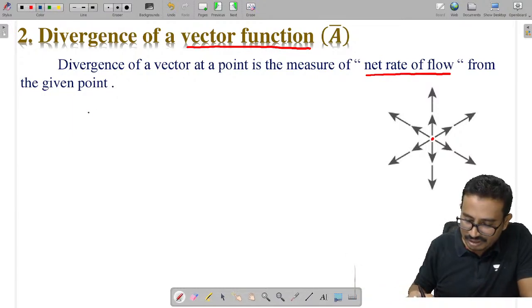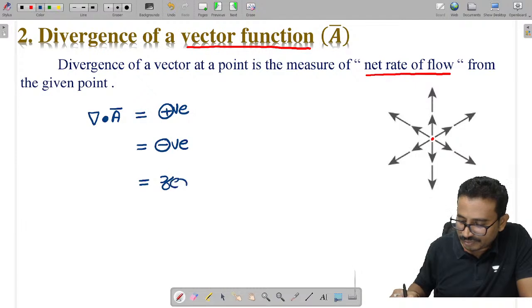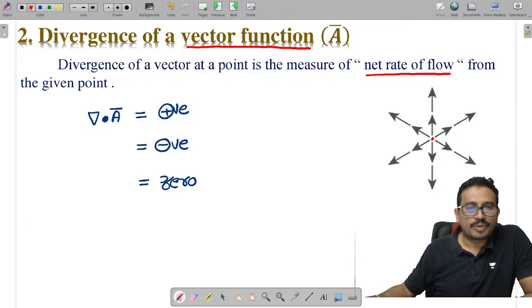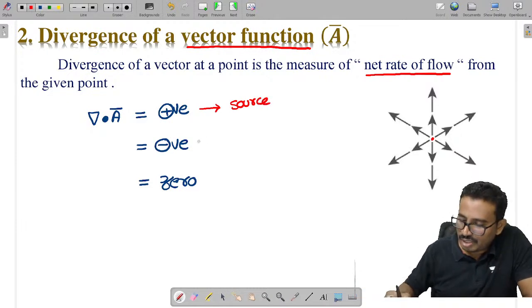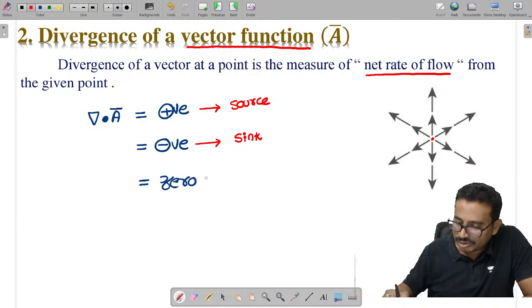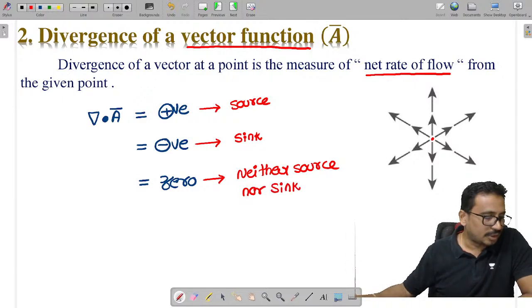Now, in general, the divergence of a quantity may be positive, may be negative, and may be zero also. Divergence is positive in case of a source. Divergence is negative in case of a sink. And zero means it is neither a source nor a sink.